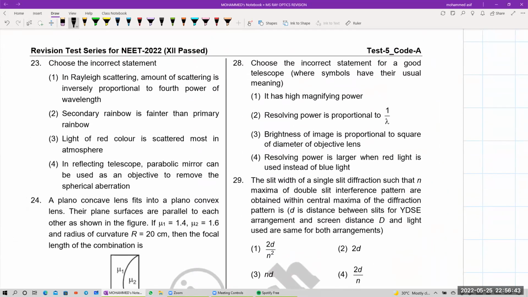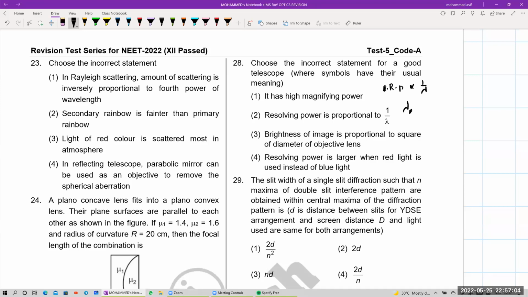28. Choose the incorrect statement for the good telescope where symbols have their usual meanings. ये मैंने बॉयज के लिए पढ़ाया था, गर्ल्स के लिए नहीं पढ़ाया था, तो आप लोग एक बार इसका फॉर्मूला देख लीजिए बेटा। For telescope, resolving power is always inversely proportional to wavelength.